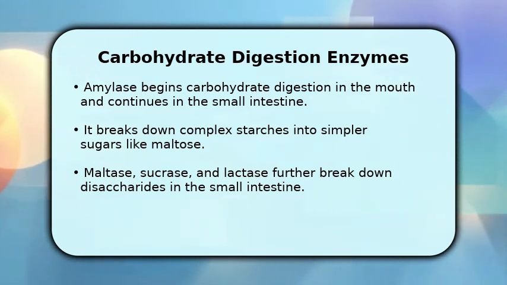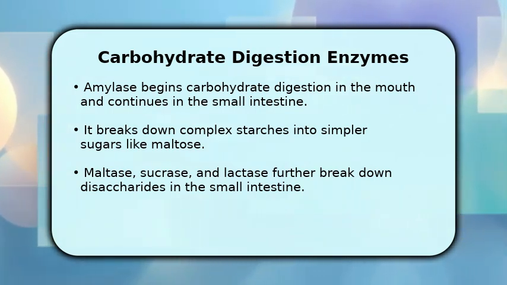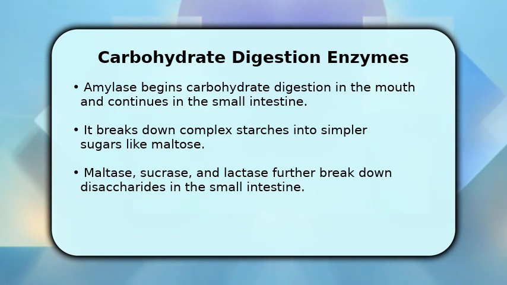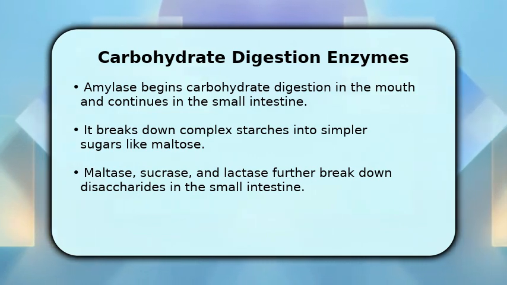This process continues in the small intestine with pancreatic amylase. Further along, enzymes like maltase, sucrase, and lactase, found in the small intestine, break down disaccharides into single sugars like glucose, fructose, and galactose. Remembering these "ase" endings helps identify their function.